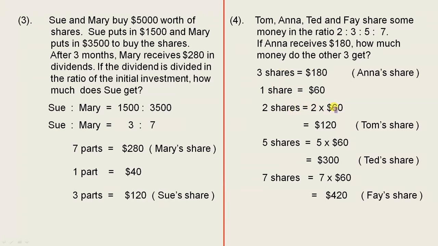2 shares is 2 times 60, which is $120, Tom's share. 5 shares is 5 times 60, which is $300, Ted's share. And 7 shares is 7 times 60, which is $420, which is Faye's share.